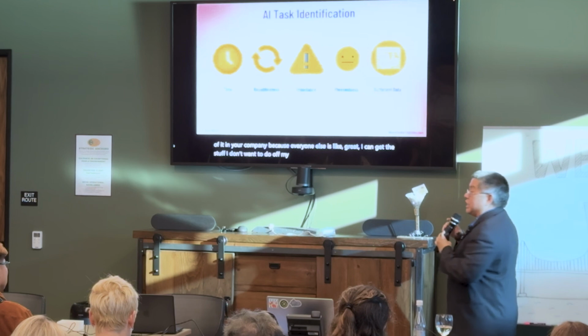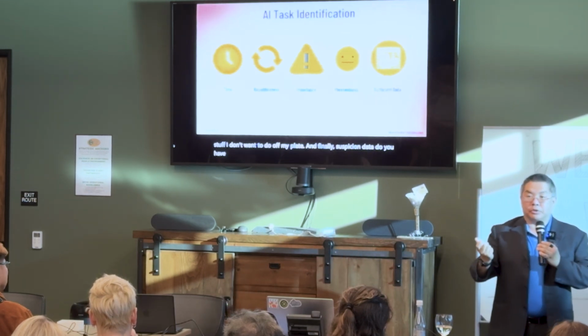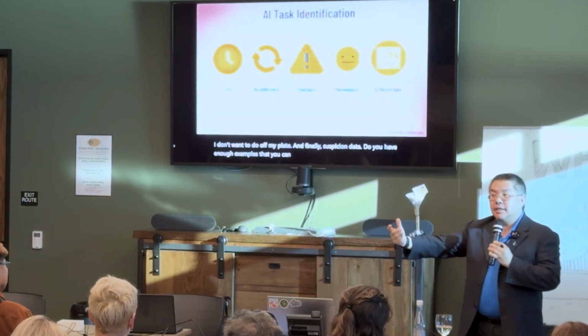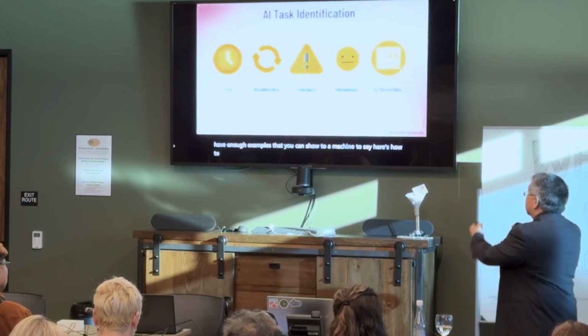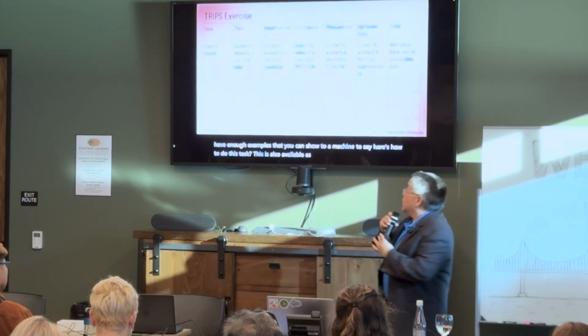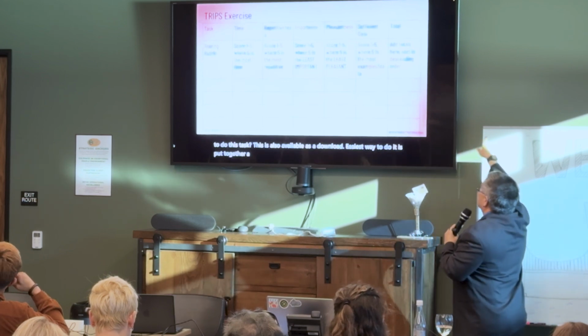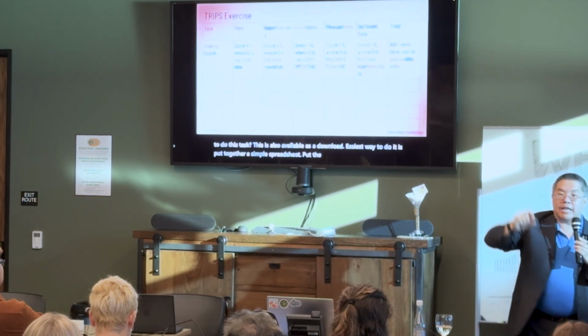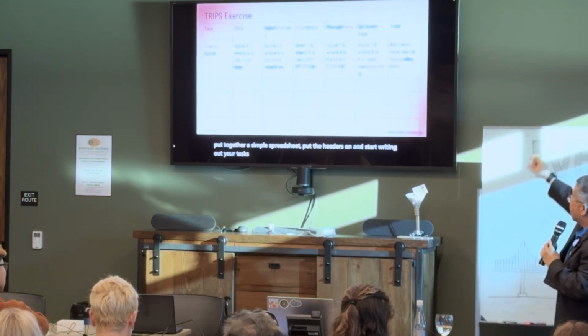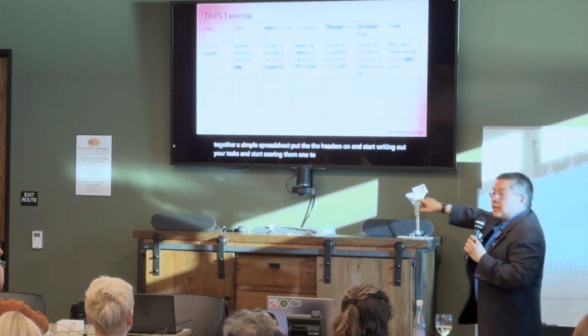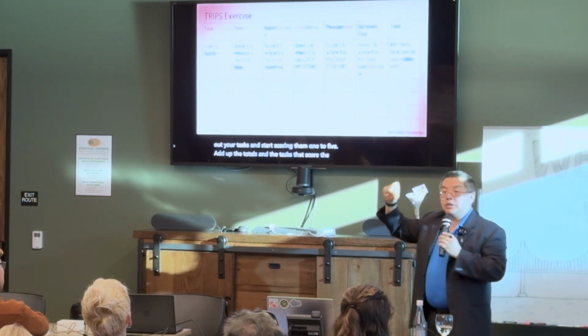And finally, sufficient data. Do you have enough examples that you can show to a machine to say, here's how to do this task? This is also available as a download. Easiest way to do it is put together a simple spreadsheet, put the headers on it, and start writing out your tasks. And then start scoring them 1 to 5. Add up the totals, and the tasks that score the highest, those are the ones you start with AI.